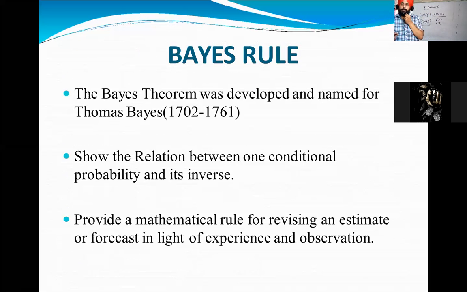So some history about this. Bayes theorem was developed by Thomas Bayes, who lived from 1702 to 1761. It shows the relation between one conditional probability and its inverse. In Bayes theorem, if P(A|B) is given, then P(B|A) is also encountered in the same theorem. Means if we have to find this, then this should be known. This should be given. So it provides a mathematical rule for revising an estimate or forecast in light of experience and observations.